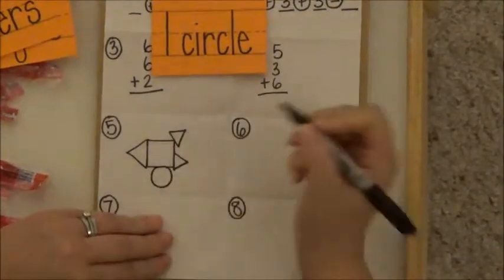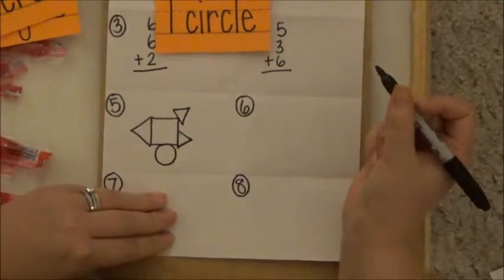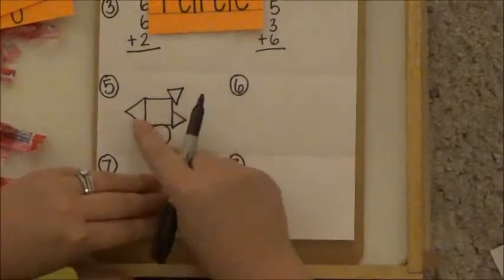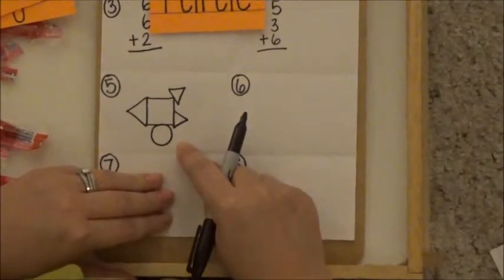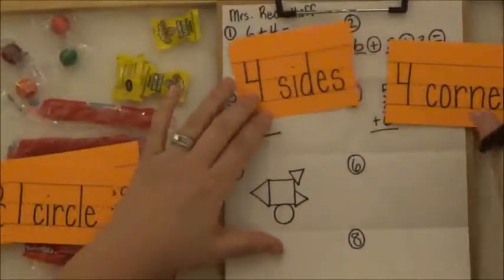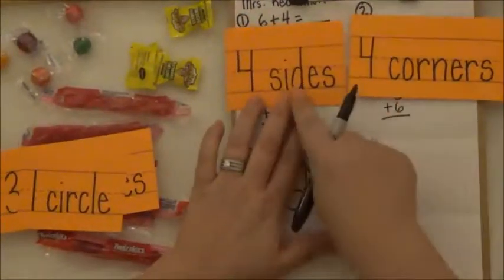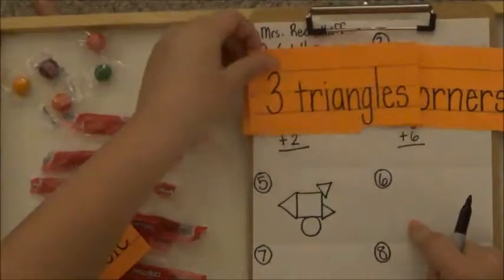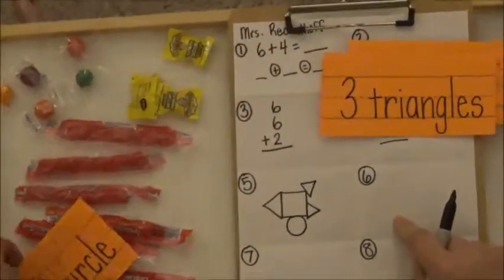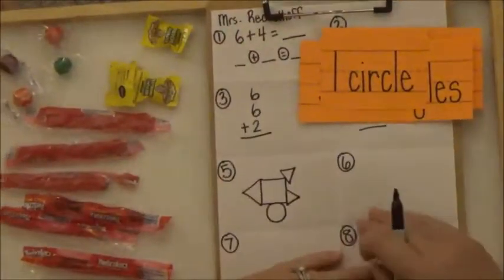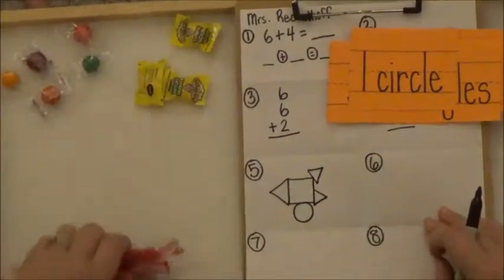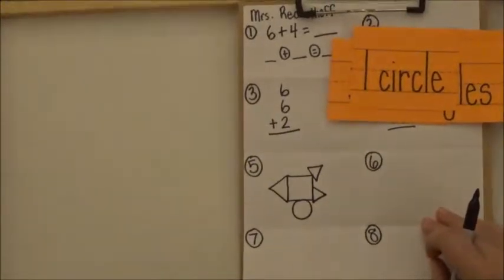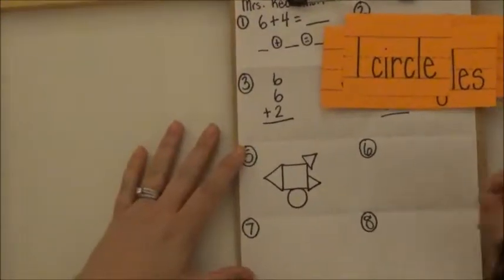On number 6, I want you to use the same shapes. You are going to draw another shape with 4 sides and 4 corners. You're going to add 3 triangles and 1 circle, but I want you to make your own design. That's number 6.